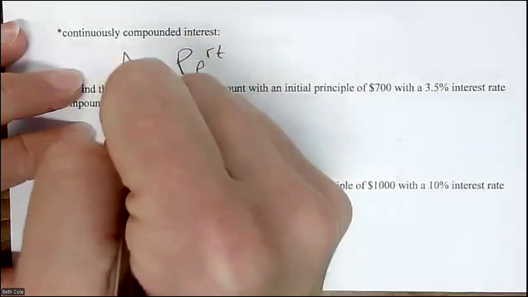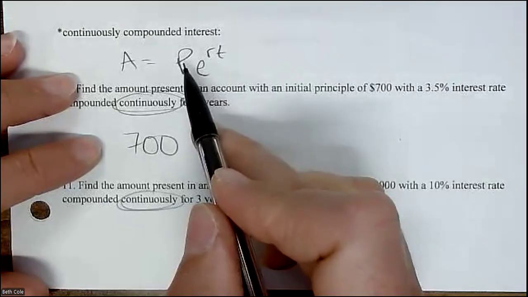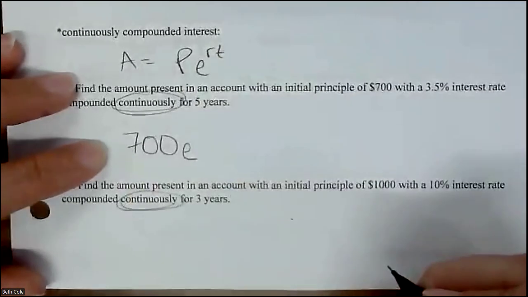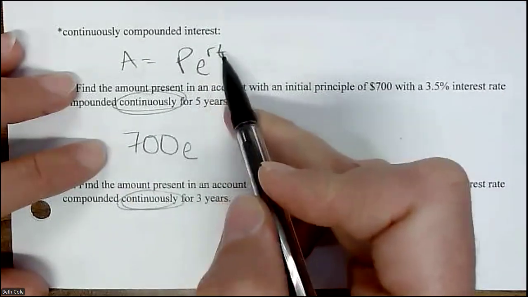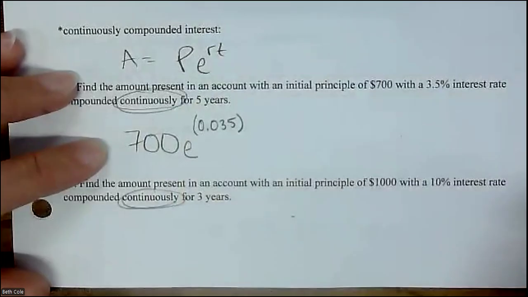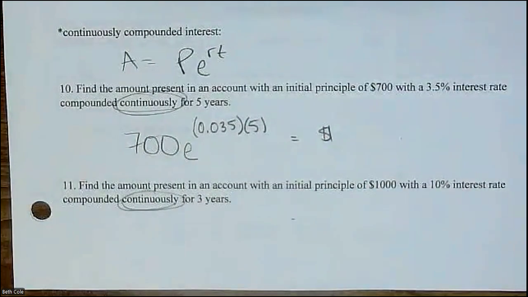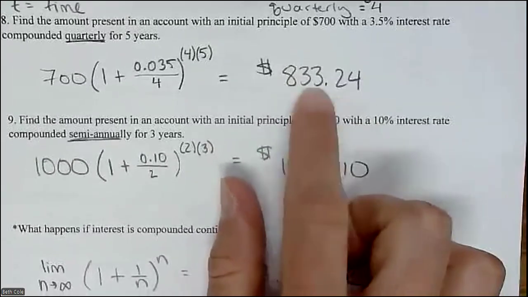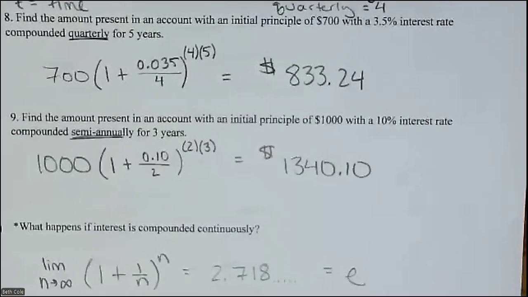So for this one, it's 700. That's your principal. E to the power R times T. So our interest rate for this one is 0.035 and time was 5 years. Again, I didn't change anything else about the problem. For the other answer, we got $833 and some change. This one's going to be really close to that, except slightly more or slightly less. What do you think? Very slightly more because we're compounding all of the time.